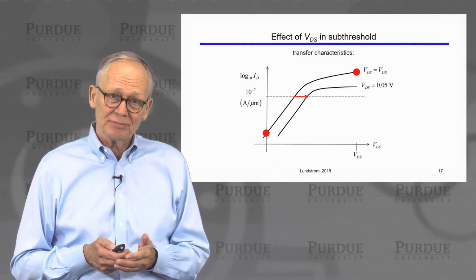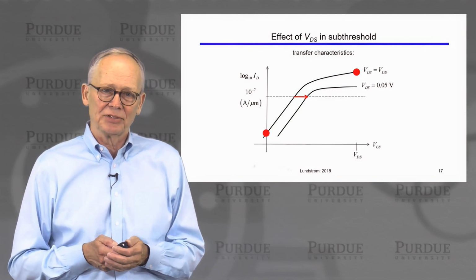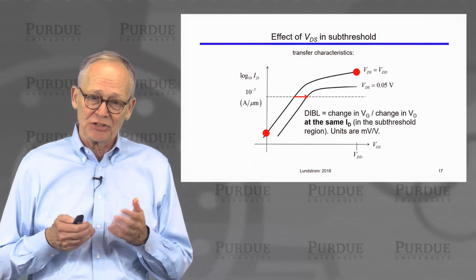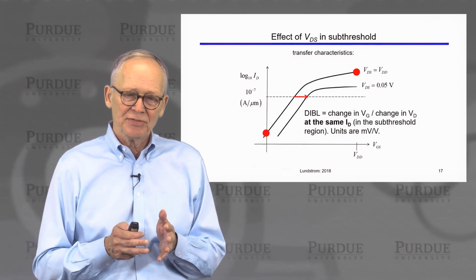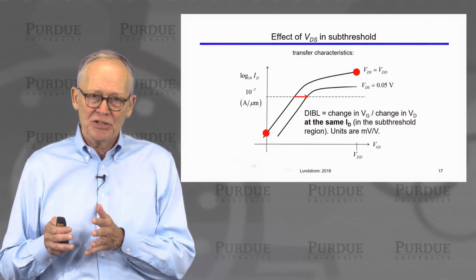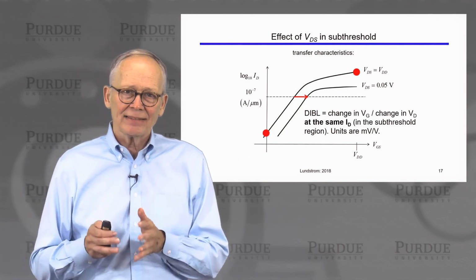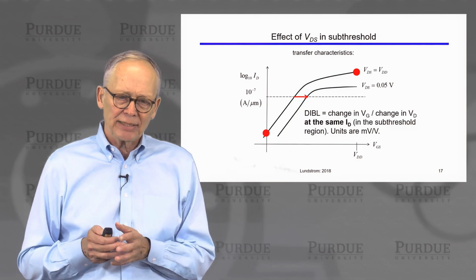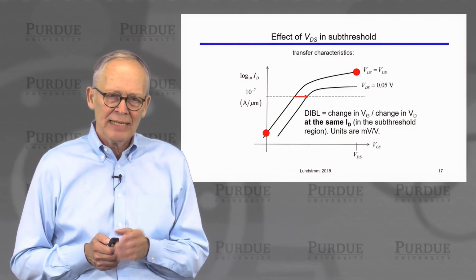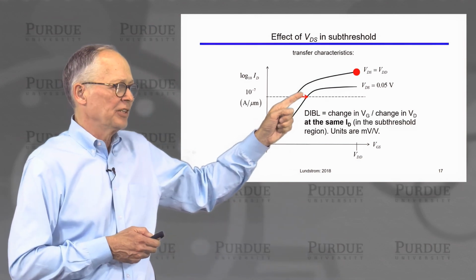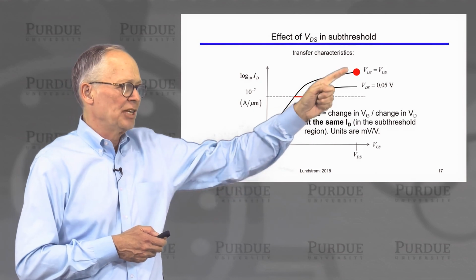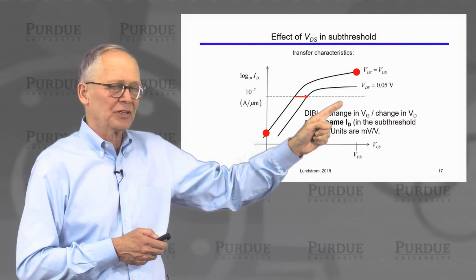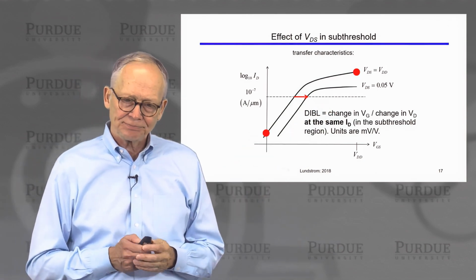That parallel shift, that shift of that point with the drain voltage, is called drain-induced barrier lowering, or DIBL. It's the change in VG divided by the change in VD at the same drain current. Usually we express this metric in terms of millivolts per volt. The number of millivolts change in the gate voltage when we're changing the drain voltage by a certain number of volts at a constant current, this dashed line here.